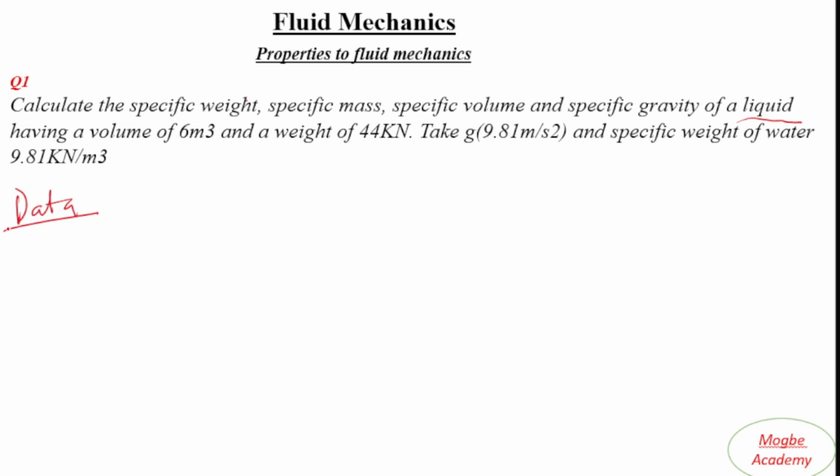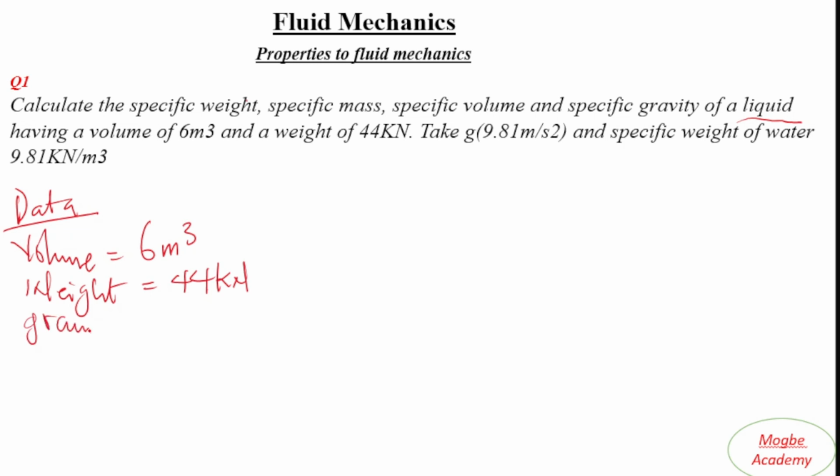From your question, we are given volume, right? So we have volume of what? 6 meter cube. What next are we given? We are given weight, and they said, what's the weight? The weight is what? 44 kilo Newton. They give us gravity, and they say your gravity is what? 9.81 meter per what? Second square, right?